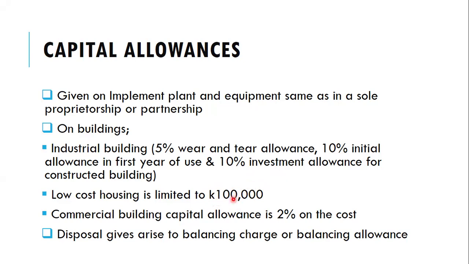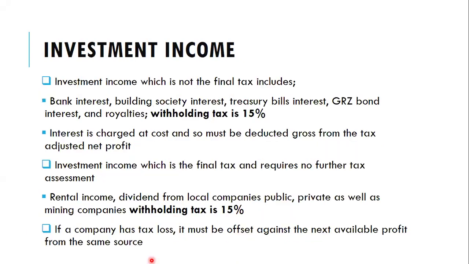So if you check the question paper, you're going to see that the low cost housing or staff canteen is limited to 100,000. Then for commercial buildings, the capital allowance is 2% on the cost. Then disposal gives rise to a balance in charge or balance in allowance. These things are just the same, consistent with how we learnt them when we were looking at capital allowances.